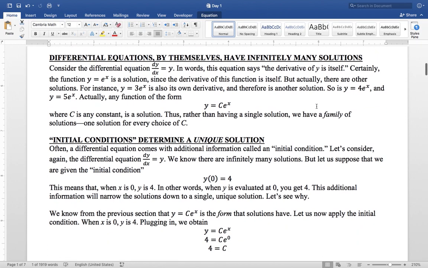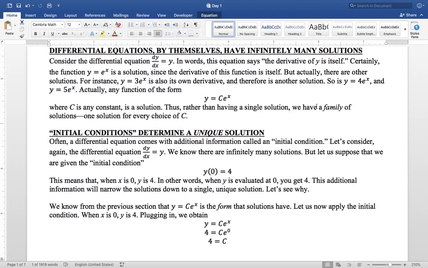Now here's a really important point. Differential equations by themselves have infinitely many solutions. Let's consider the differential equation dy/dx equals y. We saw this a minute ago. In words, this equation says the derivative of y is itself. Certainly the function y equals e to the x is a solution, since the derivative of this function is itself.